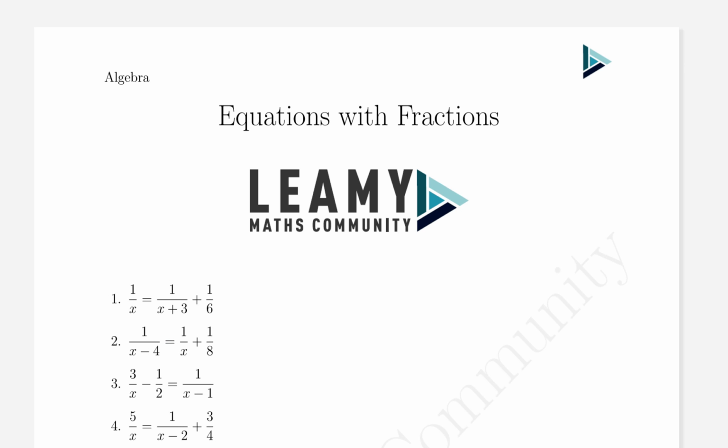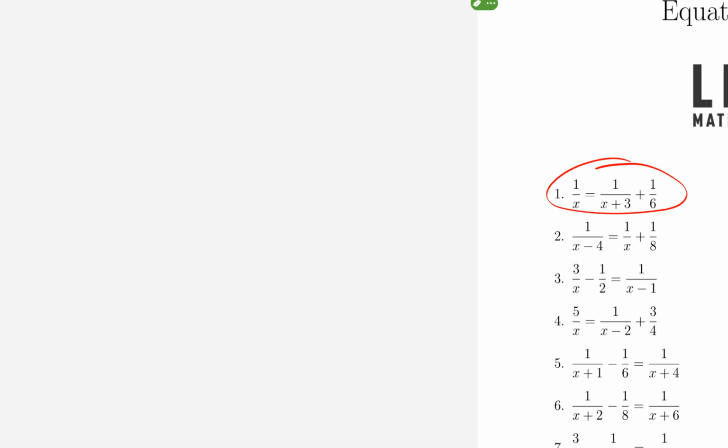Well, let's have a look. I'm going to do question 1 here for you guys. So let's put this over here. Take down the question. So we've got 1 over x is equal to 1 over x plus 3, plus 1 over 6. So here's our question.